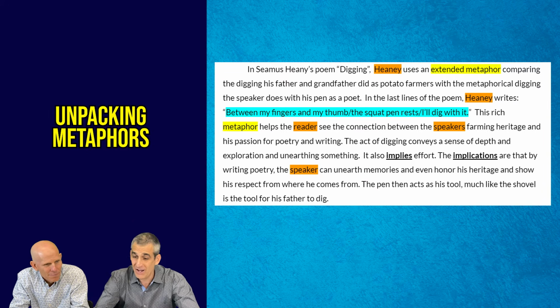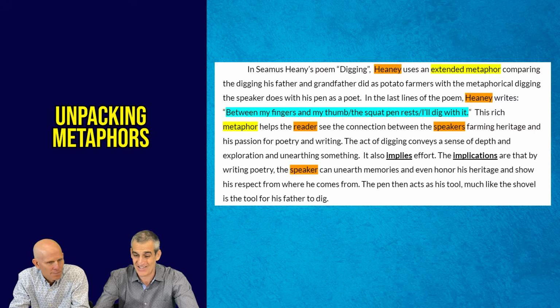"helps the reader see the connection between the speaker's farming heritage and his passion for poetry and writing. The act of digging conveys a sense of depth, exploration, and unearthing of something. It also implies effort. The implications are that by writing poetry, the speaker can unearth memories and even honor his heritage and show his respect for where he comes from. The pen then acts as his tool, much like the shovel is a tool for his father to dig."